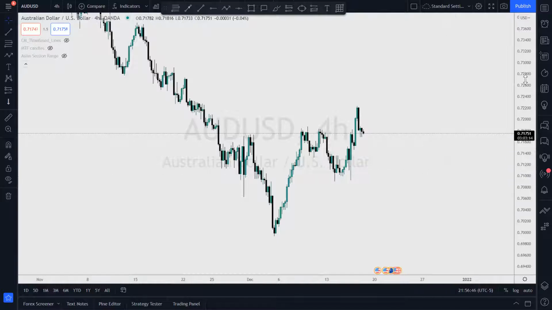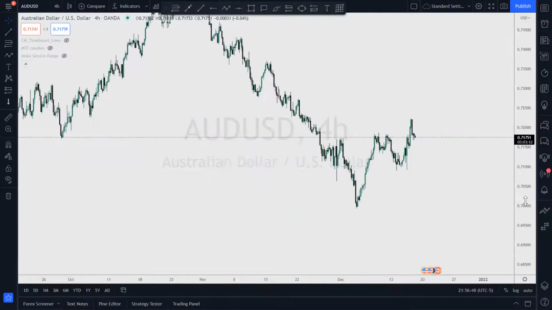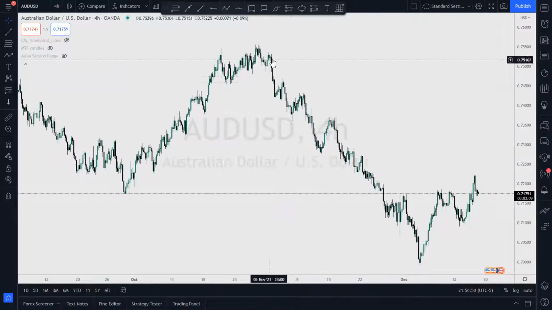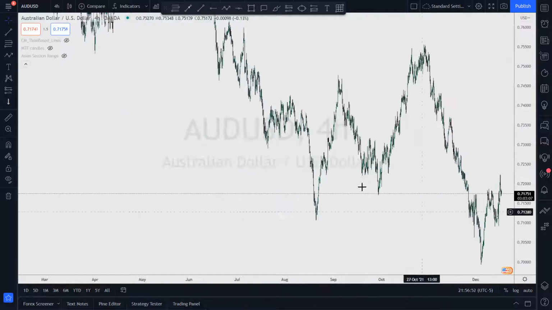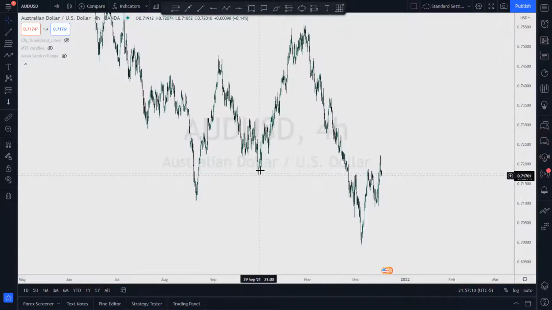I'm looking on 4 hour first because I want to get an idea of what the structure looks like. Looks like we have some bearish structure here coming in with lower lows. This high breaks this swing high, and then makes a higher low and then a higher high. Interesting. And then we break that low, break structure to the downside. Market structure to the downside.